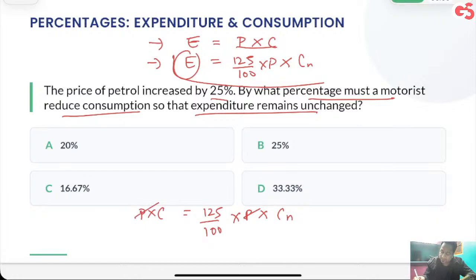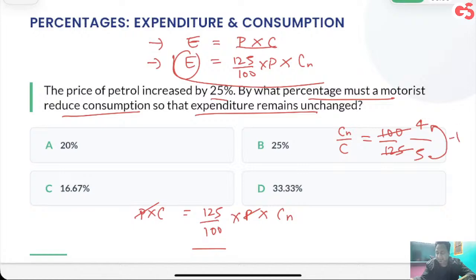Okay, well, great. So now if you solve this, cross multiplying, you will get Cn by C as 100 upon 125. Cool. Now, 25 fours are 100, 25 fives are 125. So now we don't have to go into equations and all. We see here that earlier consumption was 5 units, now it is 4 units. So there is a decrease of 1 unit on the consumption. 1 on what? On 5. So 1 by 5. I hope you remember the percentages. That is 20%. That is one way of answering the question.